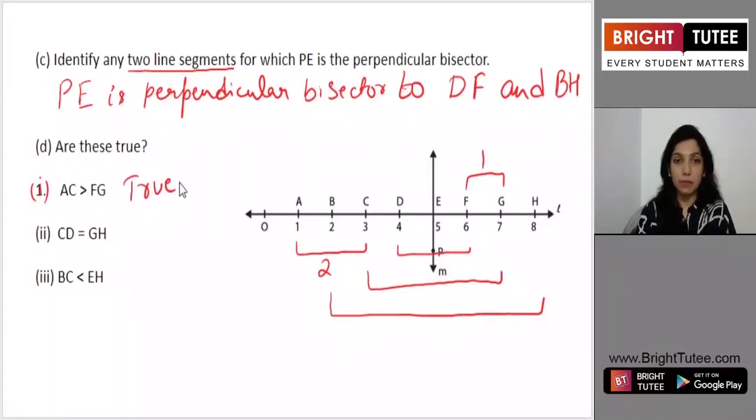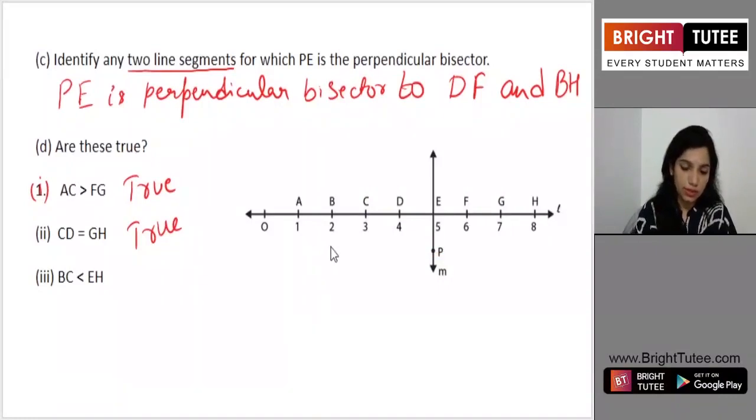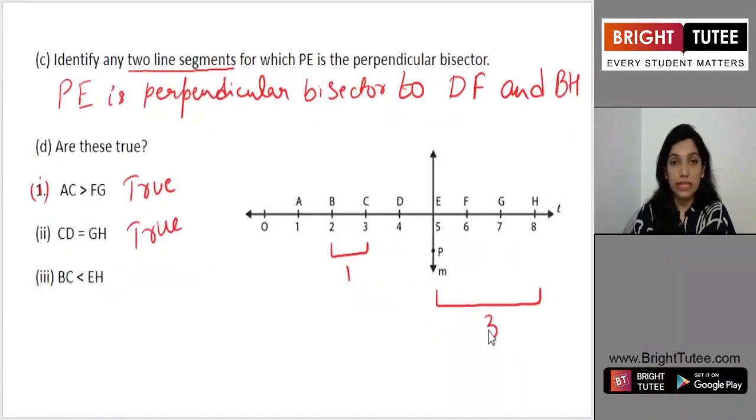Moving on to the second part. Is CD equal to GH? So look at CD, it's 1 unit in measure, and GH is again 1 unit in measure, right? So the statement is again true. Yes, they are equal. It says BC, so here it is BC, which is 1 unit. It's less than EH. So where is EH? Here it is, which measures 3 units. So definitely EH is bigger, and the statement is true again.